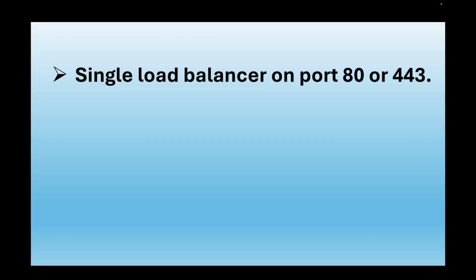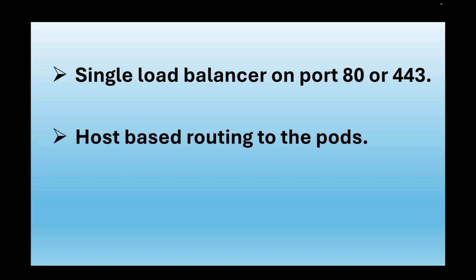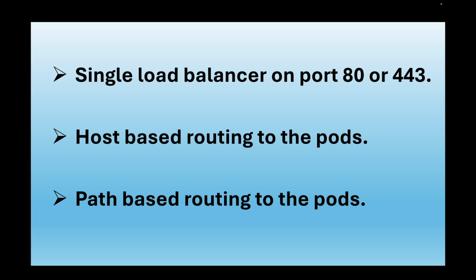In the last session, we discussed the ingress controller. We can make use of ingress when you want to open up the communication between the pods and the internet. When we are working with ingress, it simply creates a single load balancer on port 80 or 443, and it makes use of host based routing to route the request to the pods, and path based routing to route the traffic to the pods.